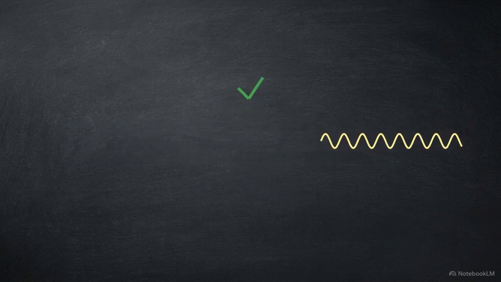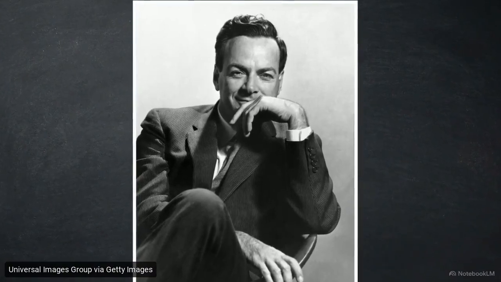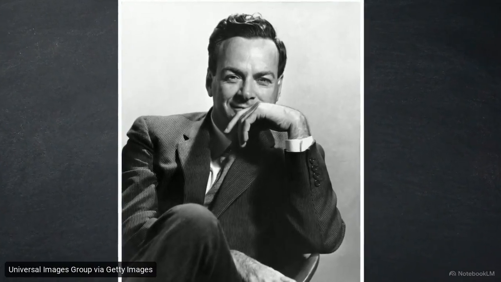An electron and a positron can annihilate each other to produce a photon of light. That is an allowed interaction. But an electron colliding with a proton will never spontaneously fuse into a single new hybrid particle. The universe forbids it. In the mid-20th century, physicist Richard Feynman decoded the hidden architecture behind these collisions.